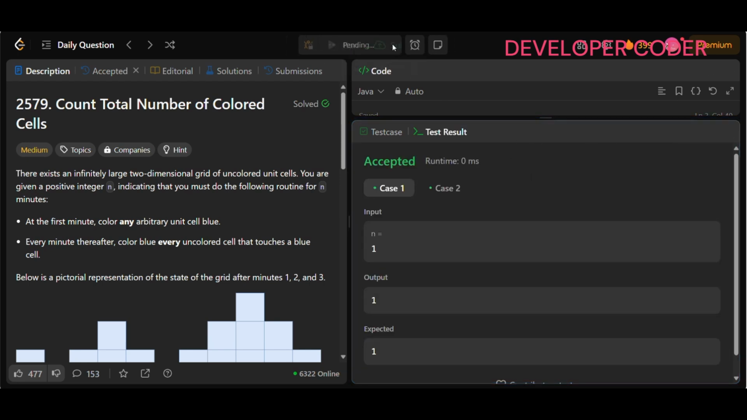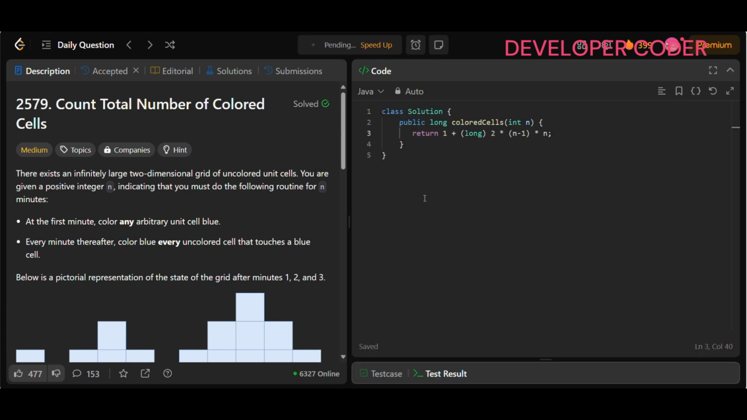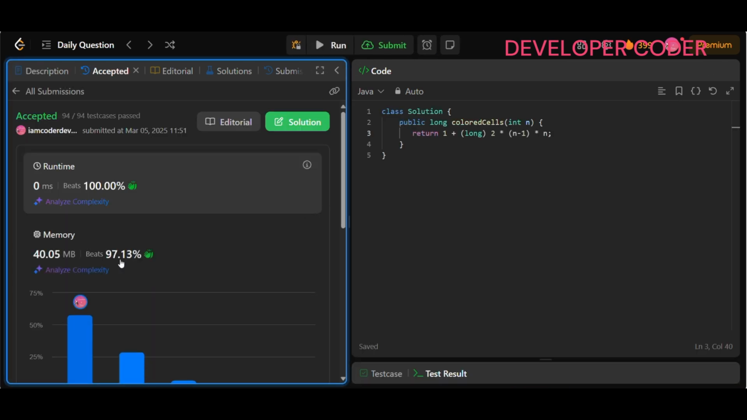So the test cases have been accepted. Now let's submit it. So see, our solution is accepted, right?